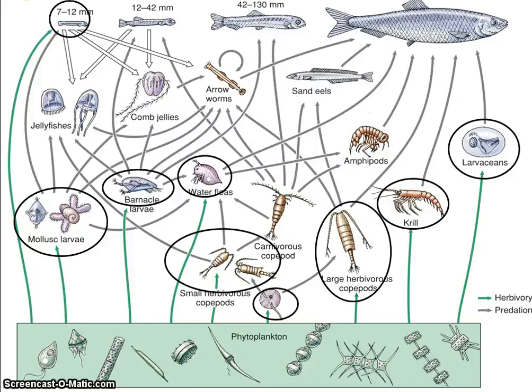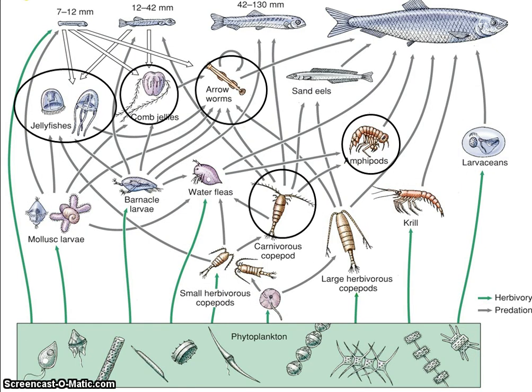What are your secondary consumers? Well, they would be the things that eat the primary consumers. In this case, it's jellyfishes and comb jellies, arrowworms, carnivorous copepods, and amphipods.